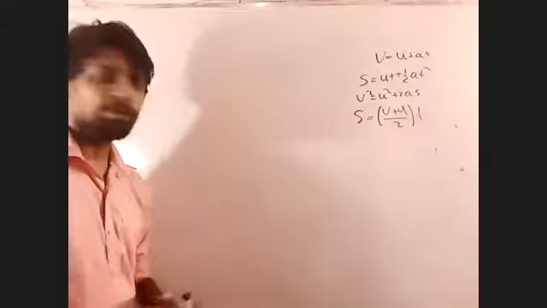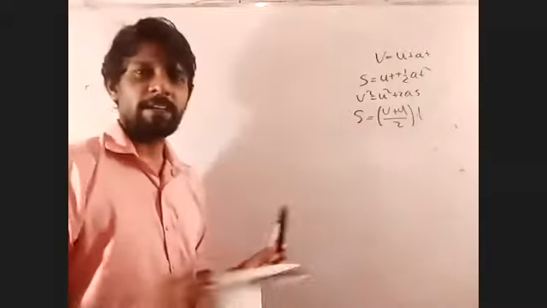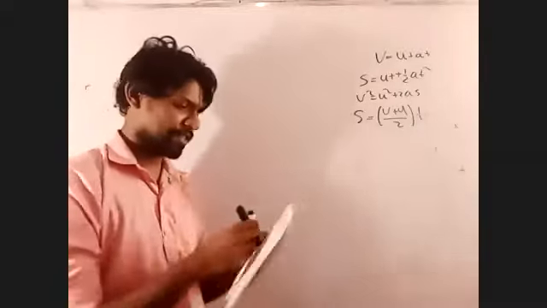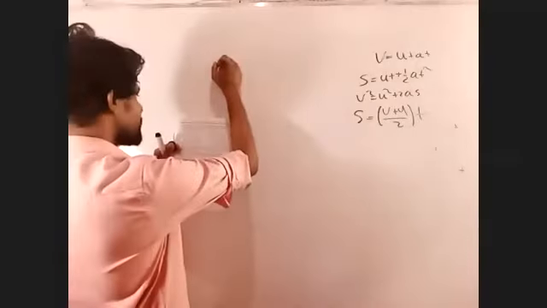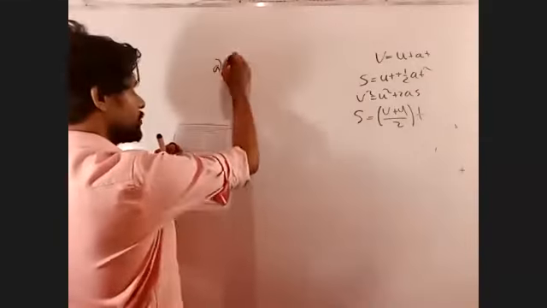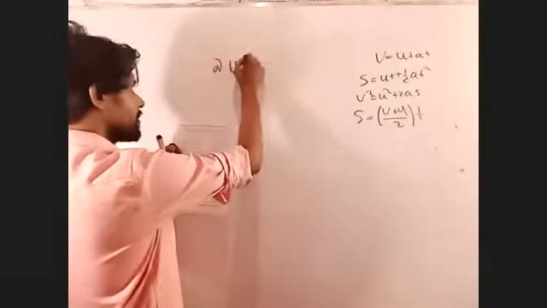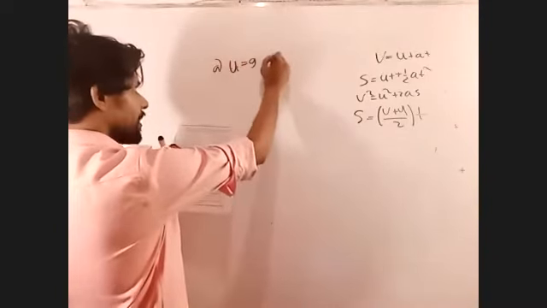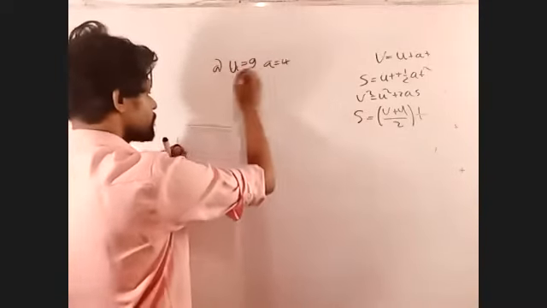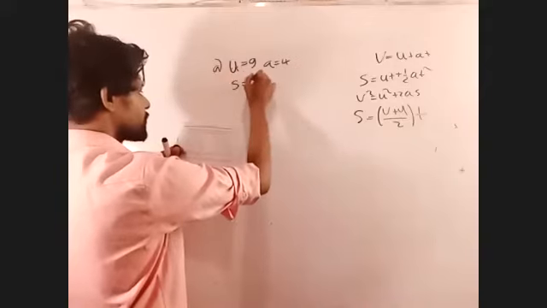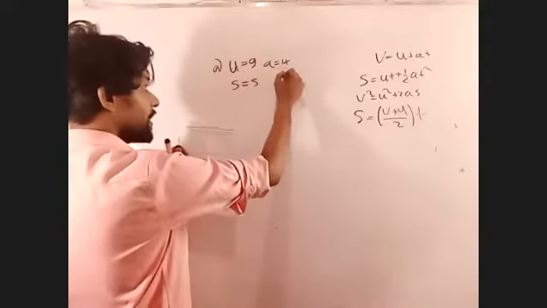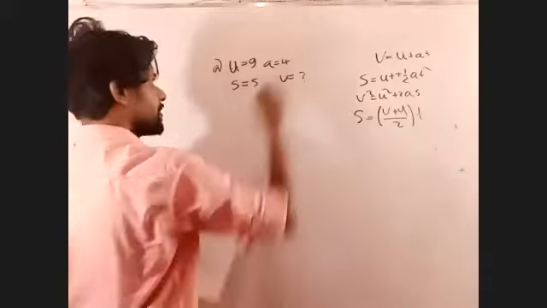Okay. Out of these 4, what equation can I use for the first question? In the first question, it mentions U is equal to 9, A is equal to 4, and S equals 5, and V is the question mark thing.